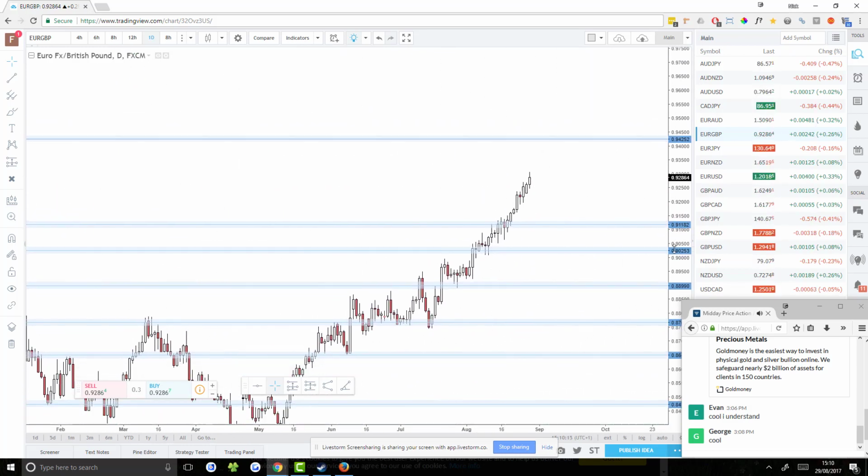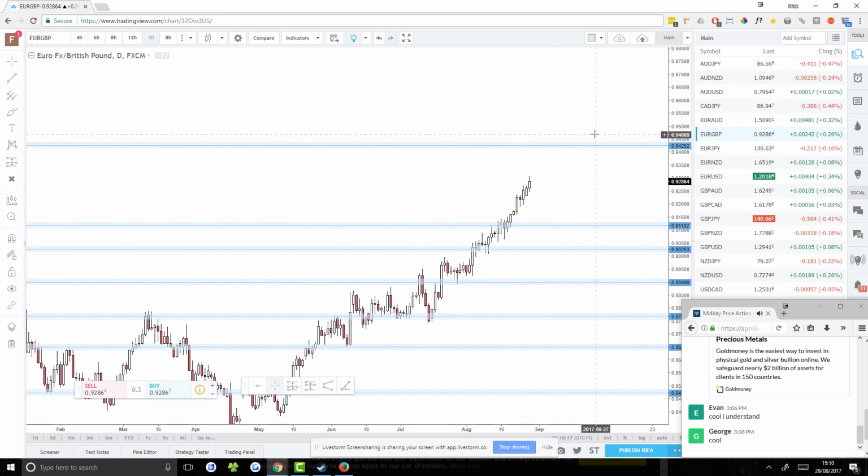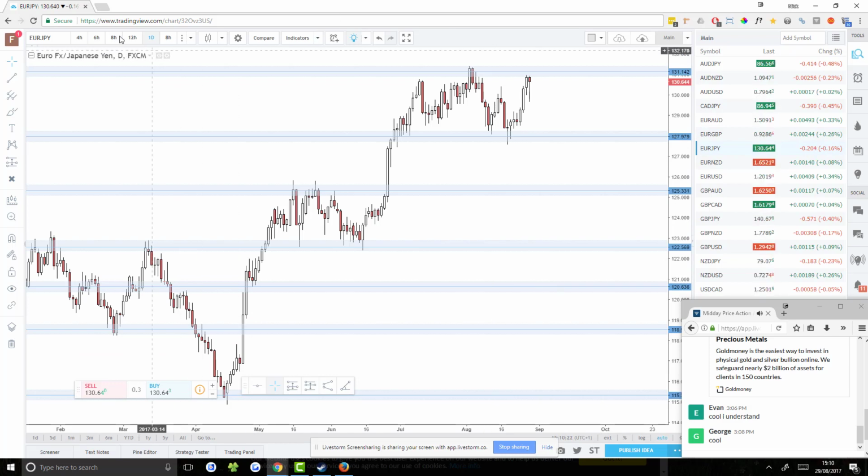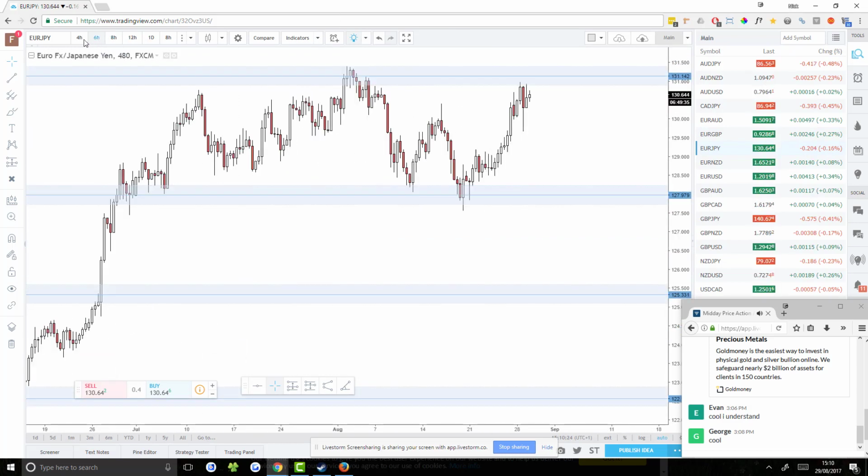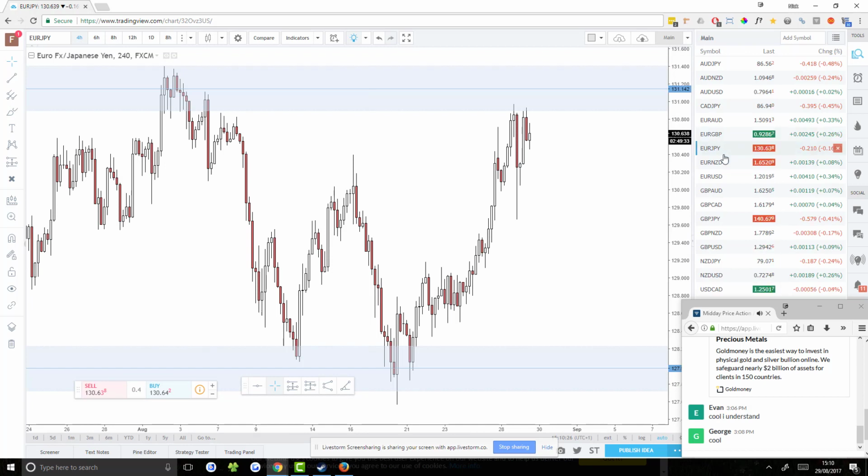Yeah, we don't really have good support resistance areas for this, so I don't really see much opportunity to take a trade here, to be completely honest. Euro JPY. Euro JPY has climbed up to resistance. It's stalling on resistance, so not much we can do there.